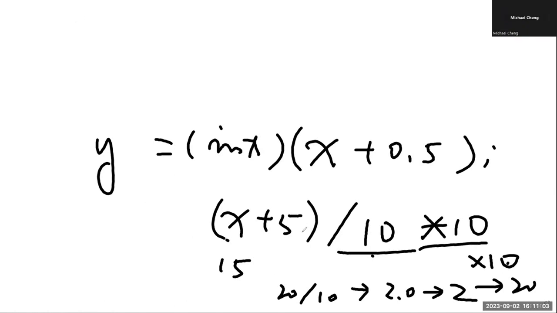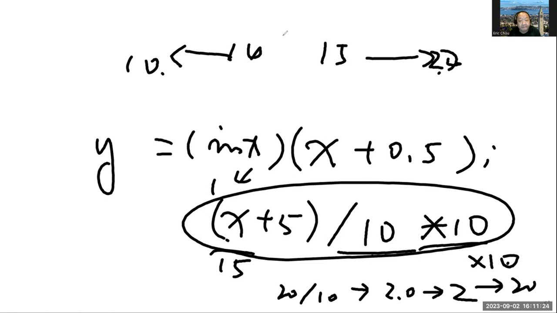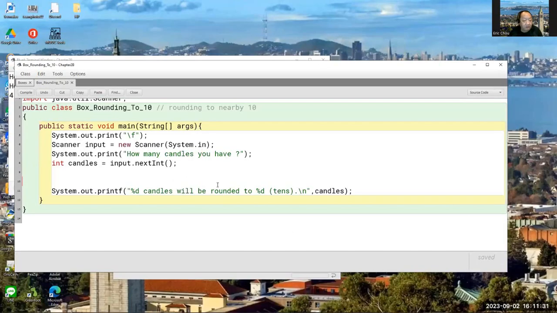Yeah. Okay. So if you have 14 plus 5, you get 19. 19 divided by 10, you get 1. 1 times 10, you go back to 10. So 15 goes to 20, and 14 goes back to 10 by this equation. That's the solution we need here, rounded to the nearby 10. So here we would have integer tens equal to the candles divided by 10 times 10. That's it.